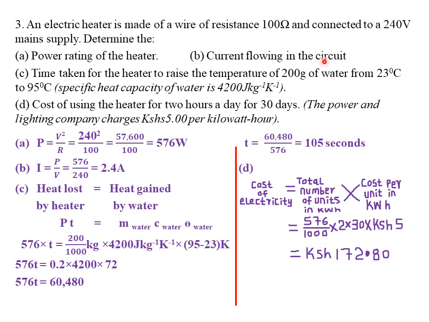Then part C, we are told to find the time taken for the heater to raise the temperature of 200 gram of water from 23 degrees Celsius to 95 degrees Celsius. We are given the specific heat capacity of water as 4,200 joules per kilogram per Kelvin. So this question combines with the quantity of heat, whereby the heat lost must be equal to the heat gained.